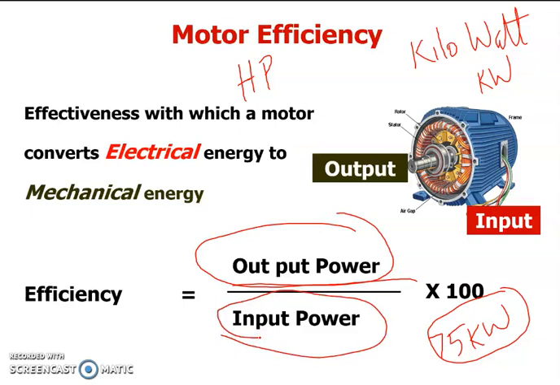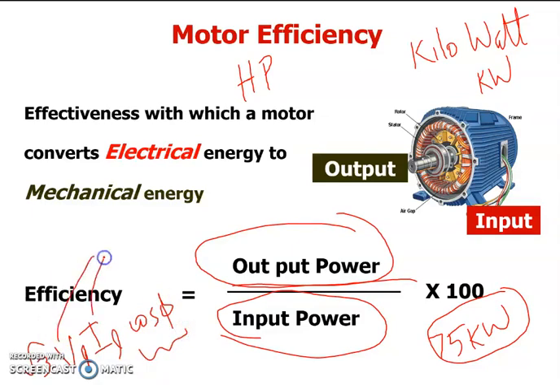For a three-phase motor, the input power is root 3 V_L I_L cos phi, where cos phi is the power factor, and V_L and I_L are the line voltage and line current. This is how we calculate the efficiency of a motor. Always remember that whenever a motor rating is given, say 75 kilowatt or 5.5 HP, it is the output power.